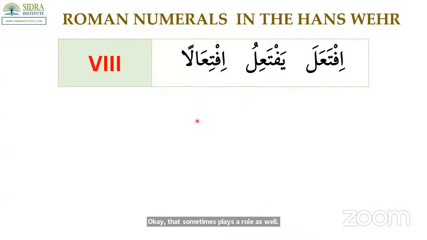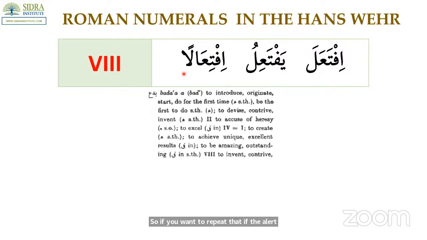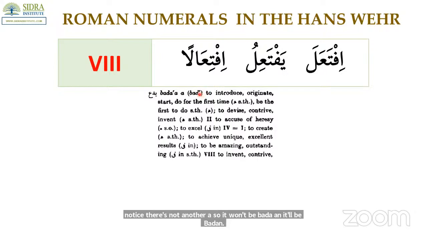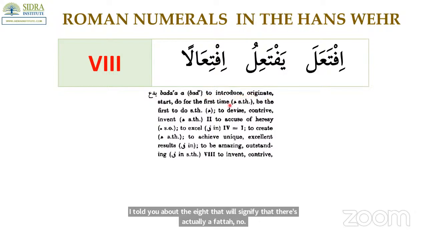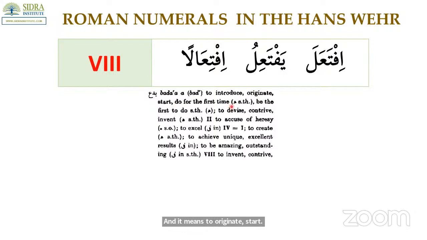Okay, number 8. Number 8 in the Hanswe is ifta'ala yafta'ilu ifti'alan. So if you want to repeat that, ifta'ala yafta'ilu ifti'alan. Okay, so if we look at this, ba, dal, and ain: bada'a yabda'u, and the masdar is bad'an. And notice there's not another alif, so it won't be bada'an, it'll be bad'an. Remember what I told you about the alif? That will signify that there's actually a fatha. So bad'an, and it means to introduce, to originate, to start, to do something for the first time.